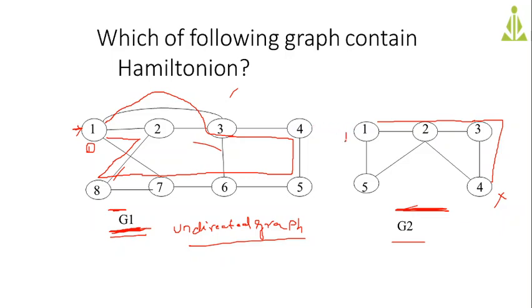Okay, if I go from 1 to 2, 1 to 5, 5 to 2, 2 to 4, 4 to 3, but I can't reach the 1. So this is also not possible for a Hamilton cycle. So this is not a Hamilton cycle, and this is a Hamilton cycle. So we can check all the possibilities, and we need to find which one is a Hamilton cycle.